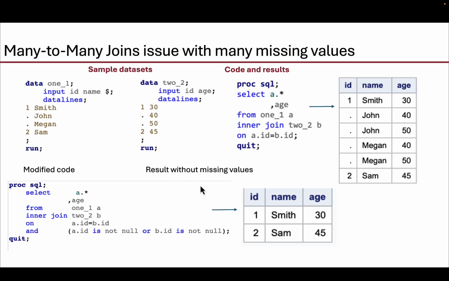To avoid this, what we can do is add an AND condition to this code, something like this, wherein we are saying and a.id is not null or b.id is not null. What we are saying is whenever we are joining on this id variable, we do not want anything joined when either this id has a missing value or this id has a missing value. So when we do this, our results become clean, and now we are ignoring null or missing values. So we get our result something like this. So this solves our problem.